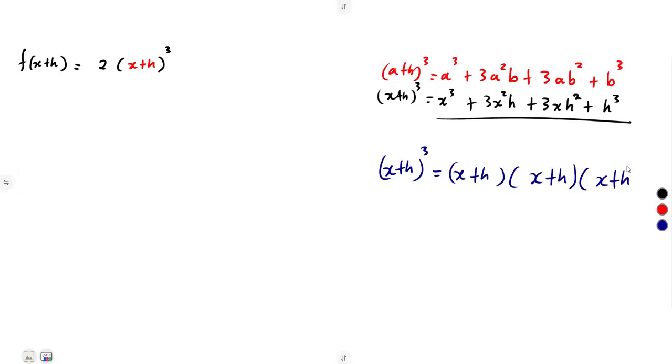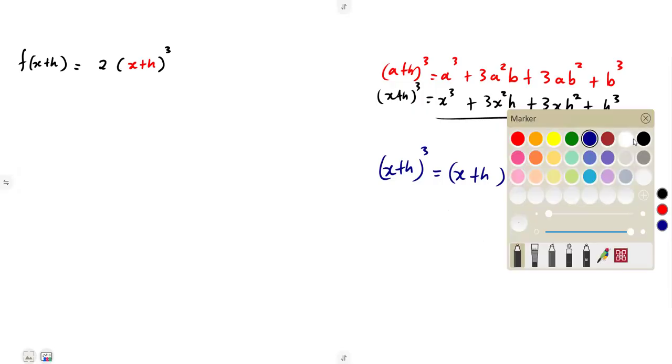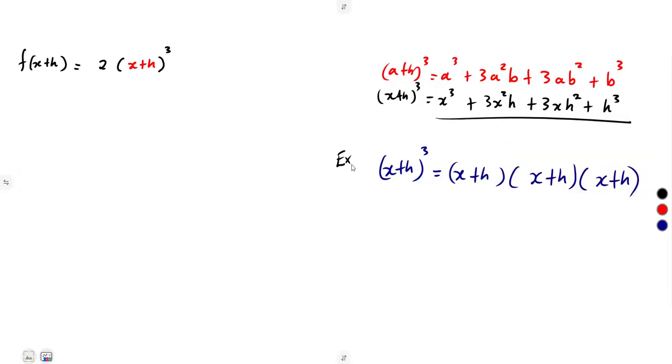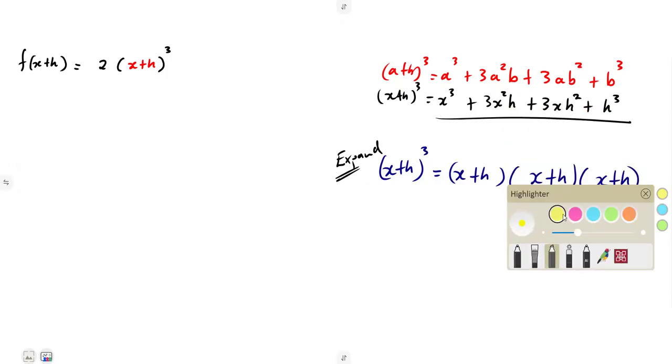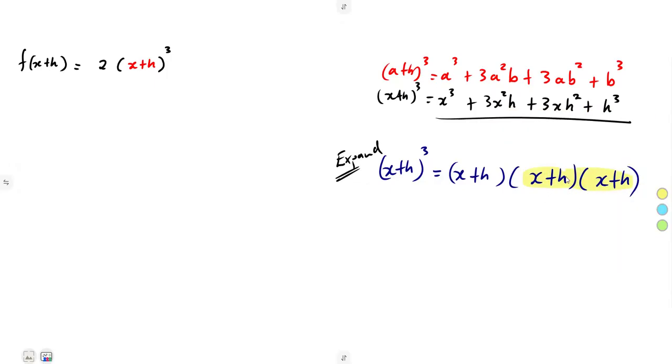That is what it means. So meaning to say, you can expand this directly. Let us start with the 2 brackets at the end. That's these 2 brackets. Let's expand these.